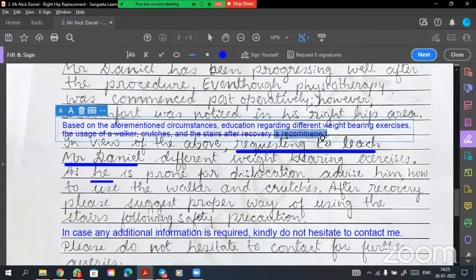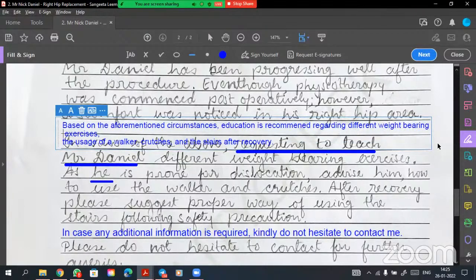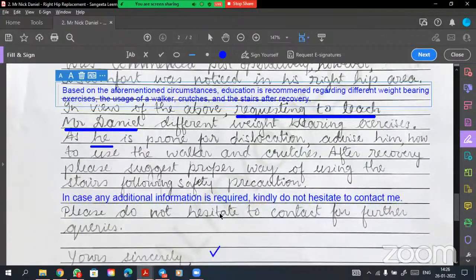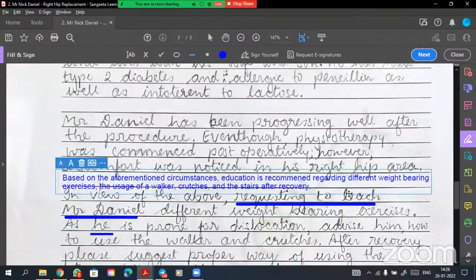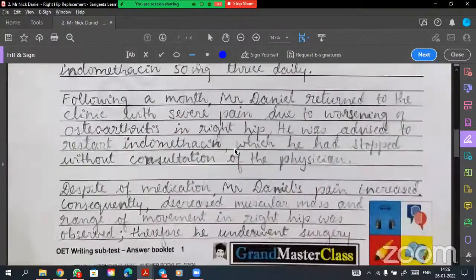Control C. Education is recommended regarding different weight bearing exercises. The usage of a walker, crutches, and the stairs after recovery. And these are plural, so no, a singular, a walker. Right. Next one. Now let us go forward.